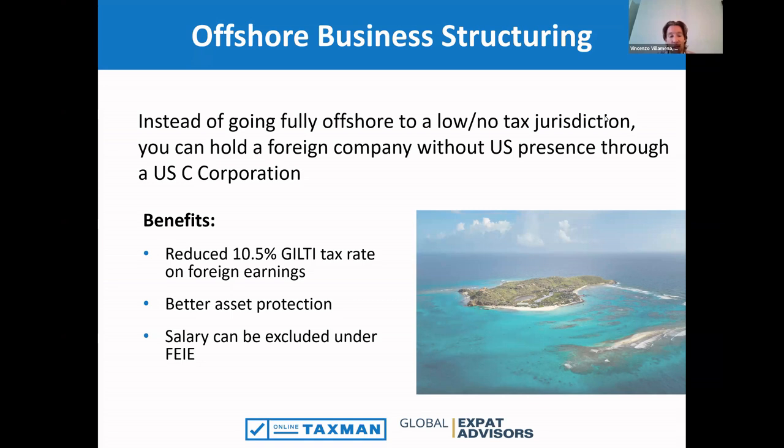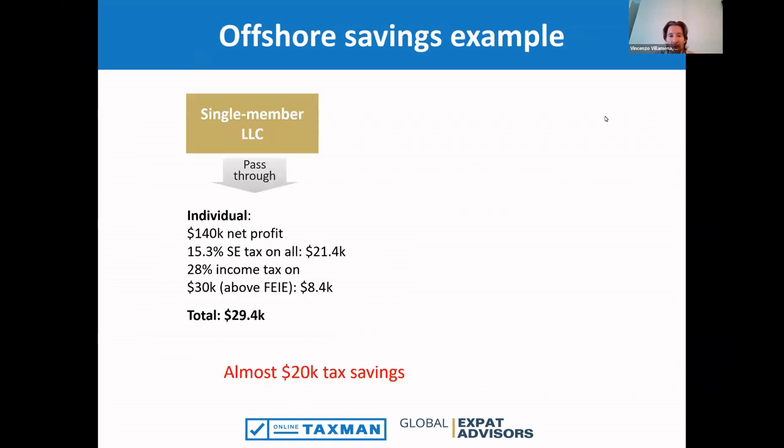Of course, you have better asset protection. And you get this level of deferred taxes because you pay the 10.5% and that's it. You could essentially choose to keep the money in there for business purposes. So it's a great structure. I'm going to go into an example, as we saw before.